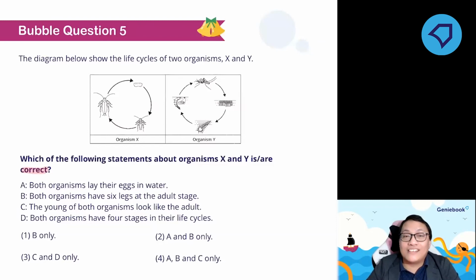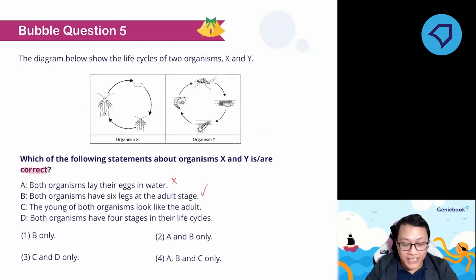Do cockroaches lay eggs in water? No. Both organisms have 6 legs at the adult stage. Is this statement true or false? Yes. Why? Because all insects have how many legs? All insects have 6 legs. So is there another organism that has 6 legs? No. Okay, only insects have 6 legs. How many body parts do insects have? One pair or 2 feelers? Yeah. So this one is correct.